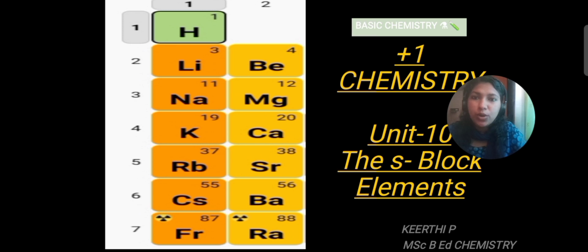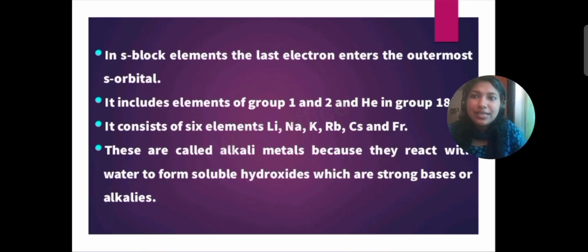Why are these elements known as S block elements? In S block elements, the last electron enters the outermost s orbital. It includes elements of group 1 and 2 and helium in group 18. Helium in group 18 is considered an S block element because the electronic configuration of helium is 1s2, as it contains 2 electrons only. So the last electron enters the outermost s orbital. That's why helium is also included.